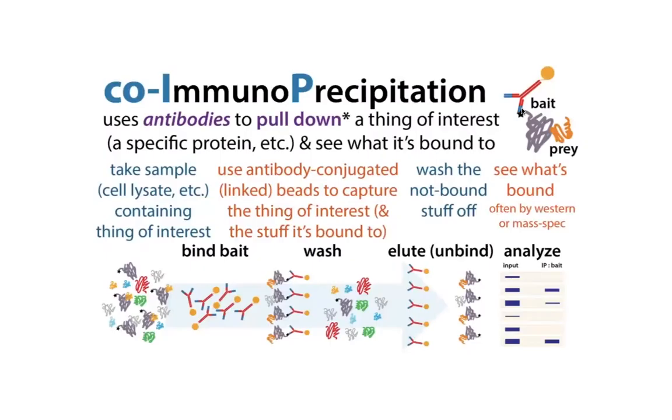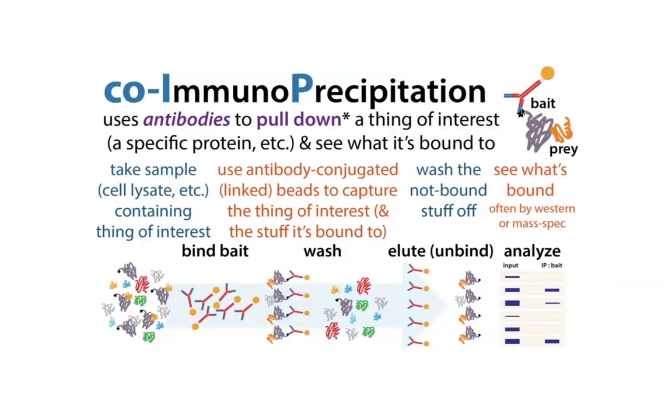So that's one way we can use antibodies. Another way is co-immunoprecipitation, or co-IP. So immuno, we're talking about using our antibodies here, and precipitation, basically like pulling out. So in a co-IP, which is often also called a pull down, a thing of interest, so a specific protein or something, is used as bait, and then we want to see what it's bound to. So we call that our prey.